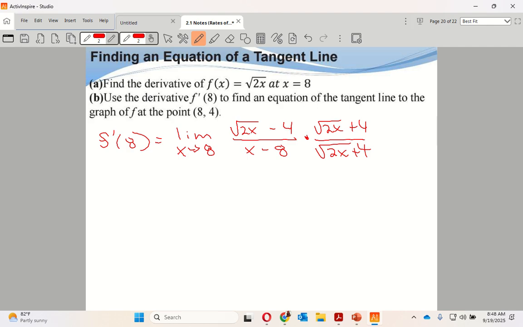What's going to happen in the numerator when I do my multiplication? It's going to be 2x, and so it's going to be minus 16 over x minus 8 times quantity 2x plus 4. Like that.